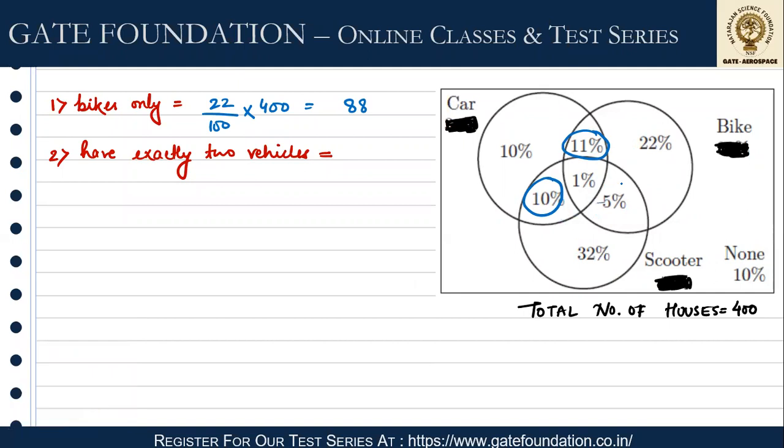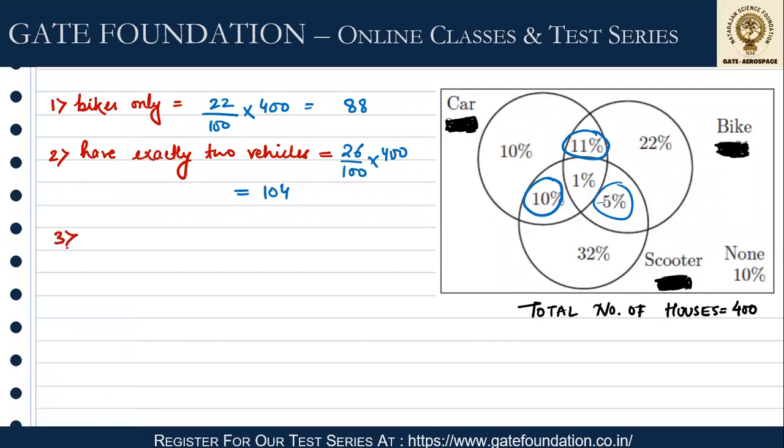So those with 2 vehicles will be 3 parts. If you add these three, you'll get 11 plus 10, that is 21, plus 5, 26. So it's 26%. So 26 by 100 times 400 you have to do, and this will give you the right answer, that is 104.